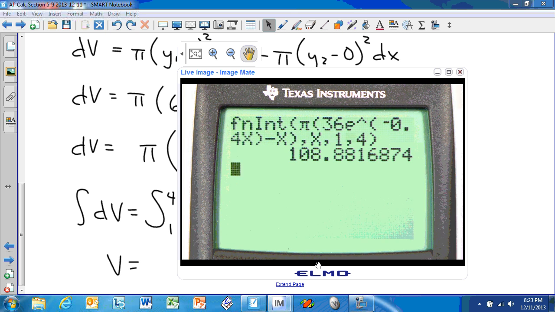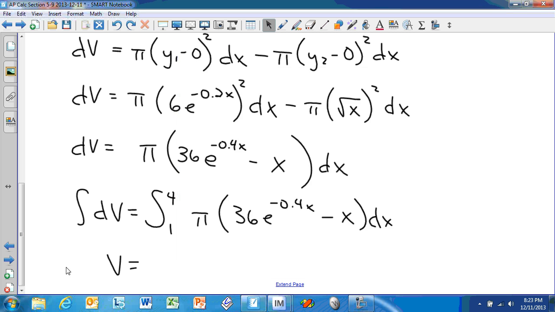And so we end up with a value there of 108.882. And they also gave us units on this problem. They said assume that x and y are in feet, so we'd end up with cubic feet on this answer.